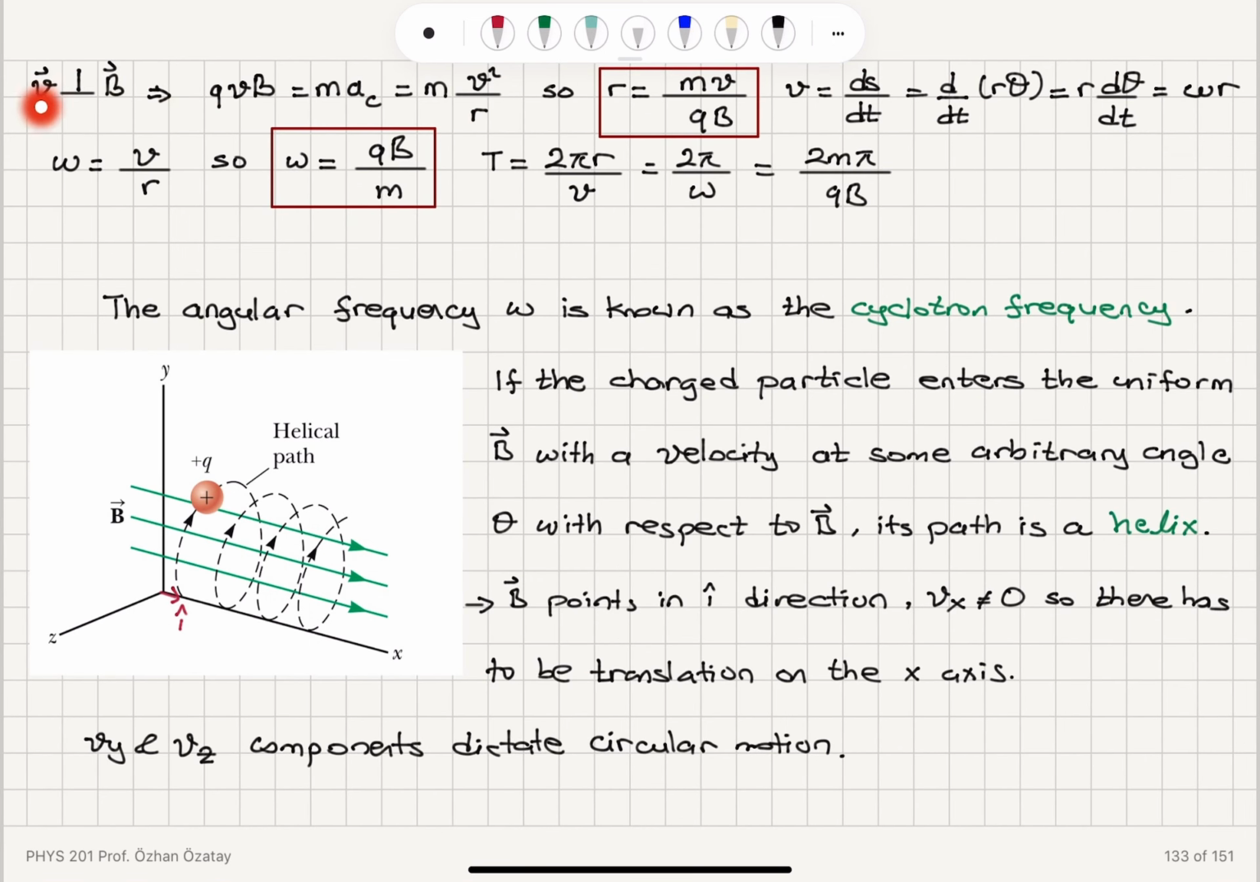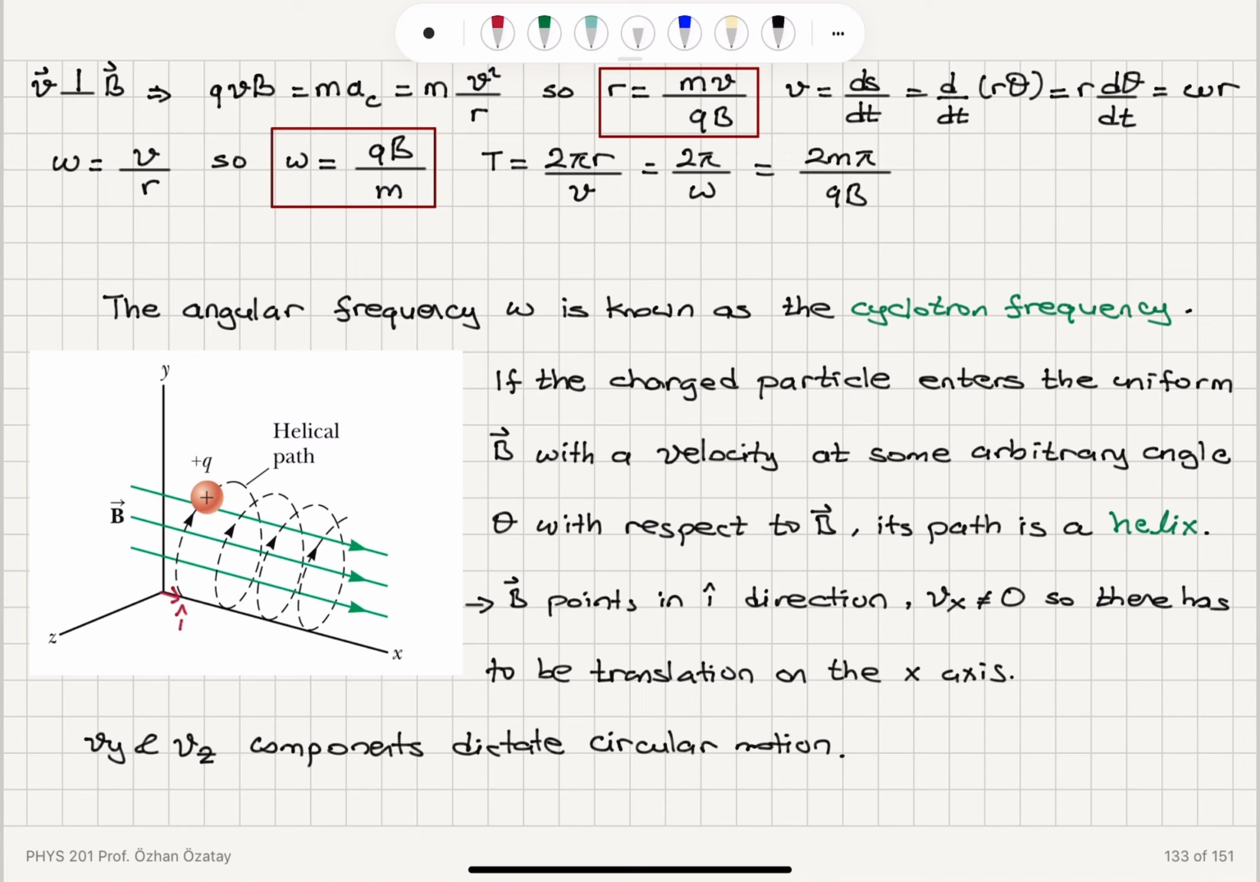And when v is perpendicular to B, the magnitude of the force will be qvB sine 90, which is qvB, equal to mass times centripetal acceleration. This gives us the radius mv over qB, and its speed, r d theta dt, is omega times r. Omega is the angular frequency or angular speed. It's v divided by r. It's qB over m, and the period is 2m pi over qB.